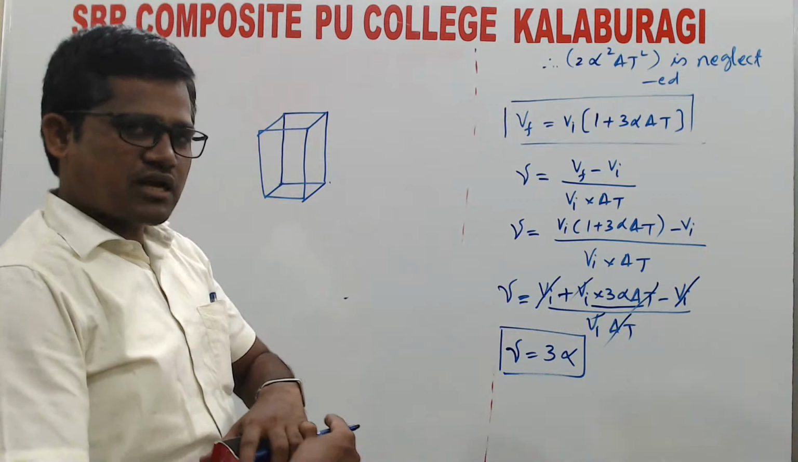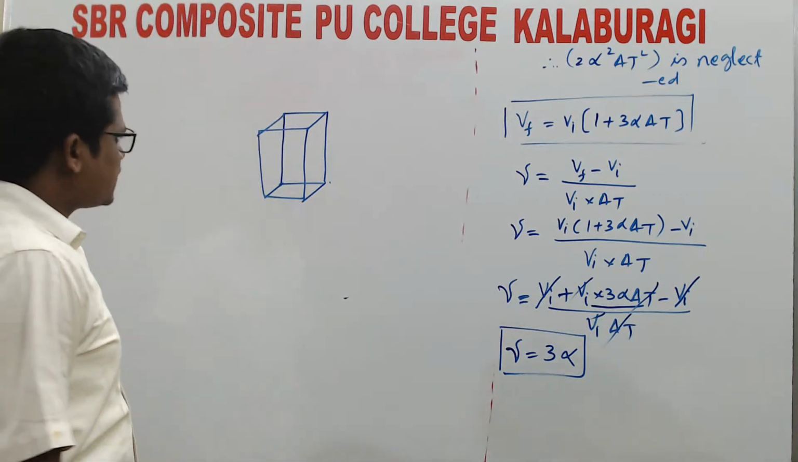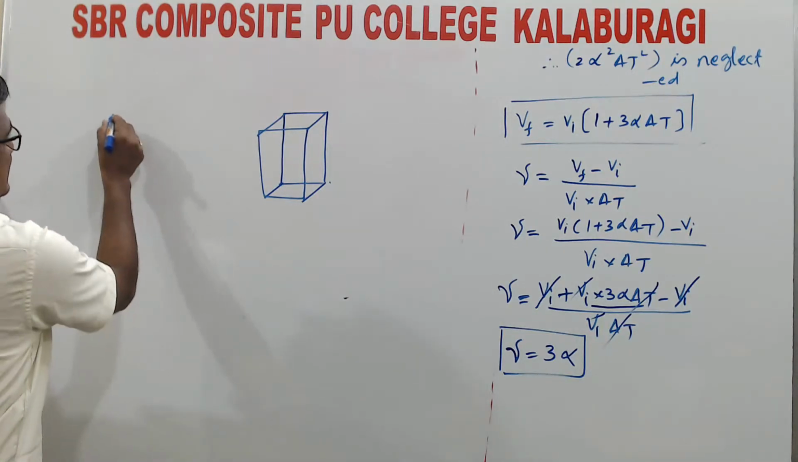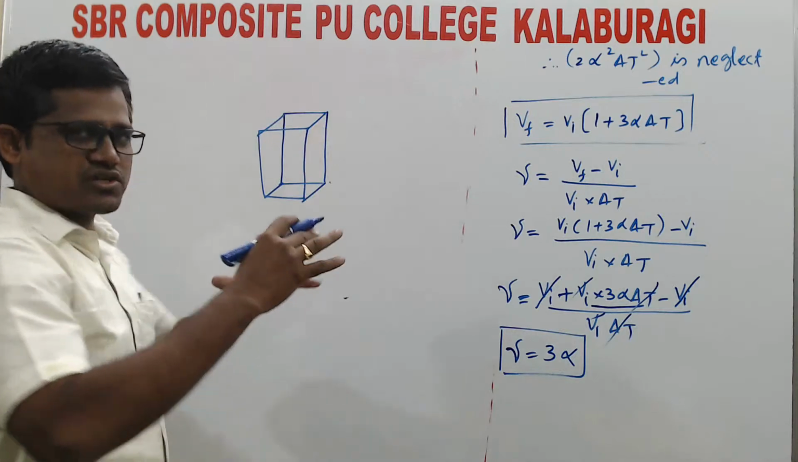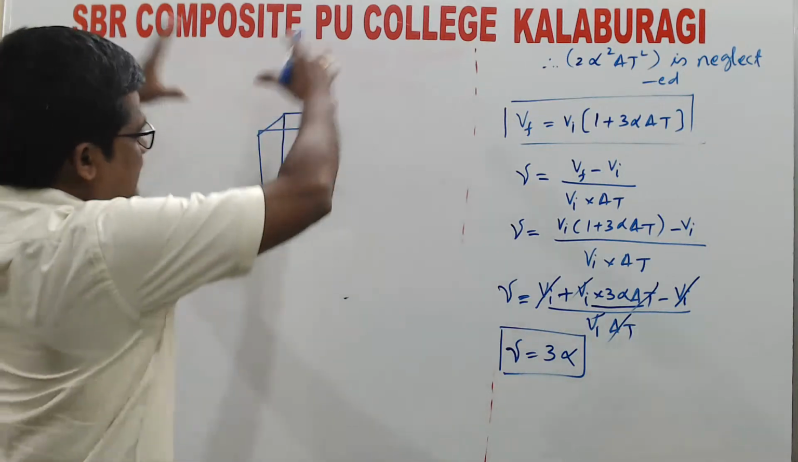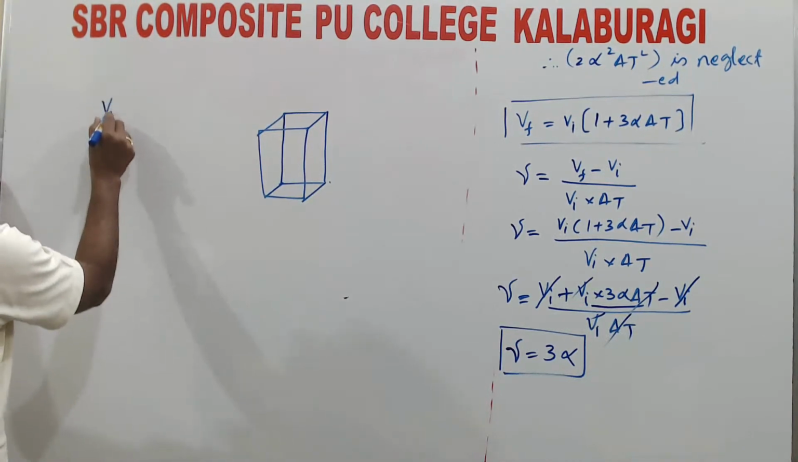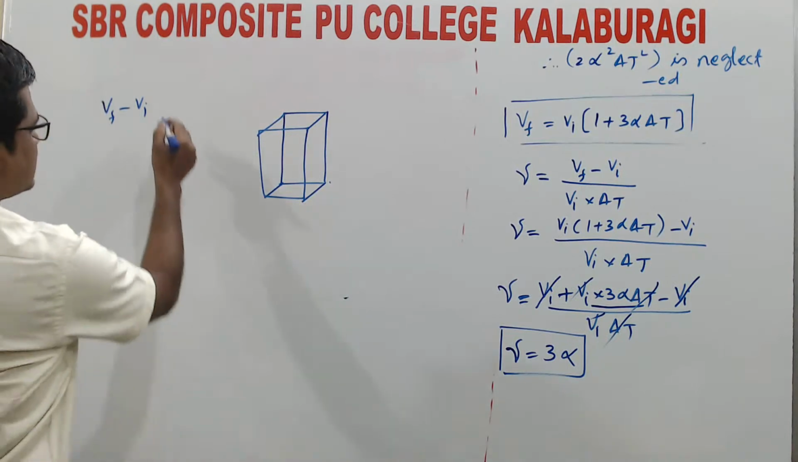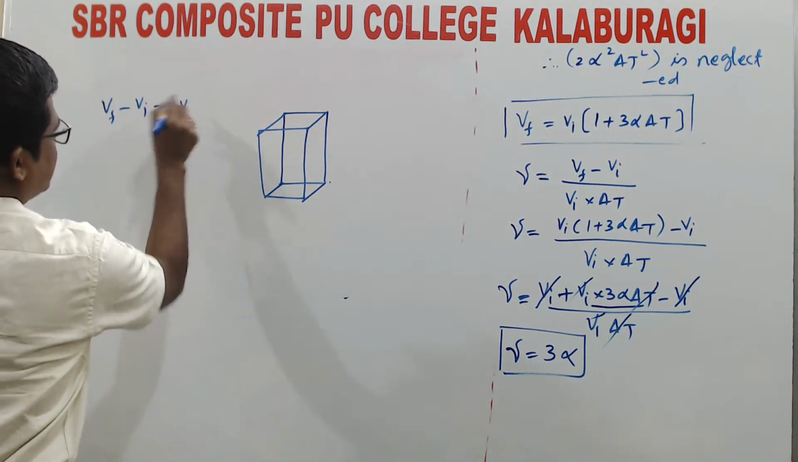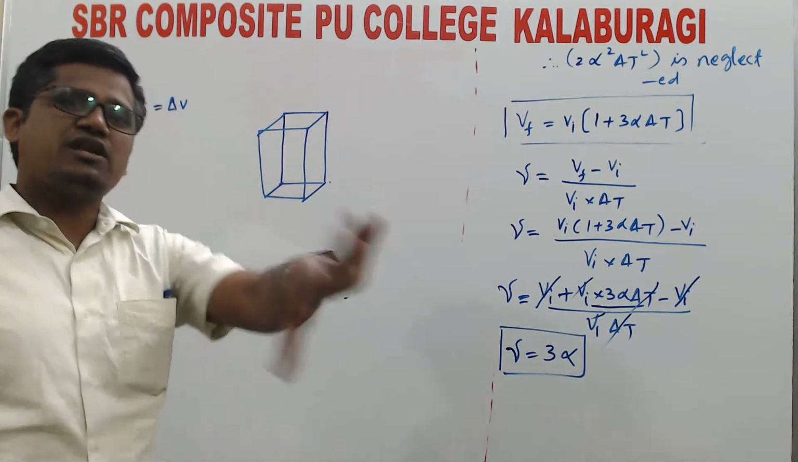What is that? Experimentally, it has been observed: increase in volume as we give heat. If I raise it through some temperature, there is an increase in volume. Increase in volume, you can write final volume minus initial, let me say delta V. That increase in volume depends on initial volume.